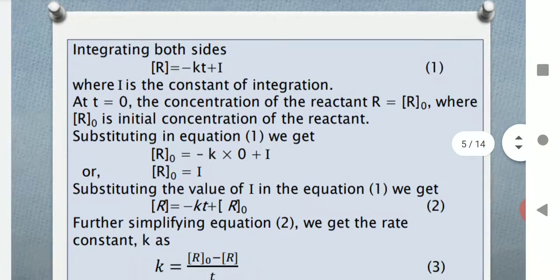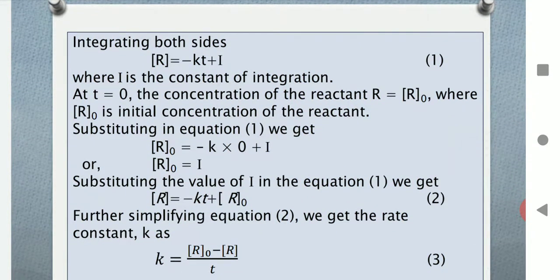Now we are going to integrate the differential rate equation, and when we integrate on both the sides, then dR changes into R and minus K dt changes into minus kt, and we get a constant there known as the integration constant. So the integrated equation that we have obtained after integrating the differential equation for zero order is R is equal to minus kt plus I.